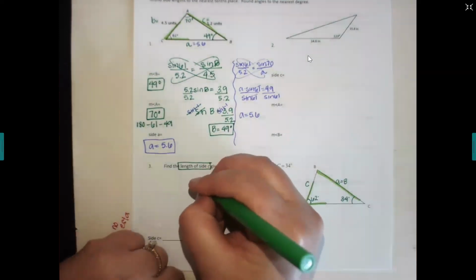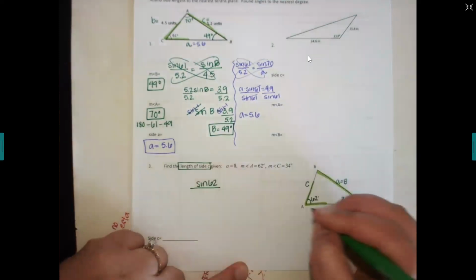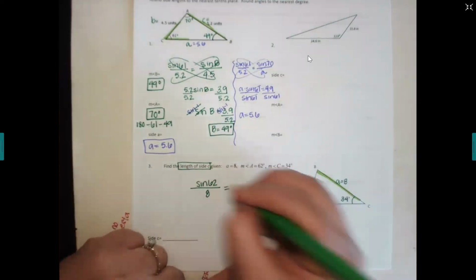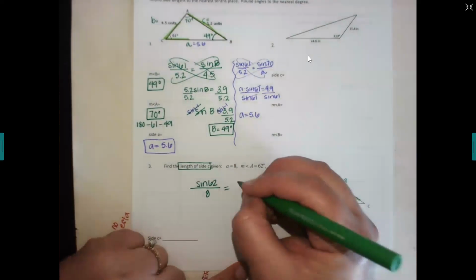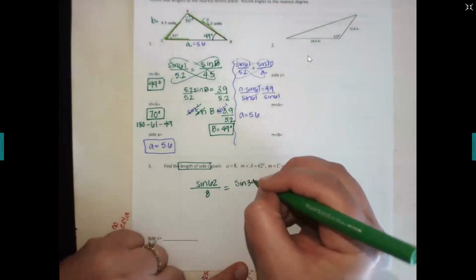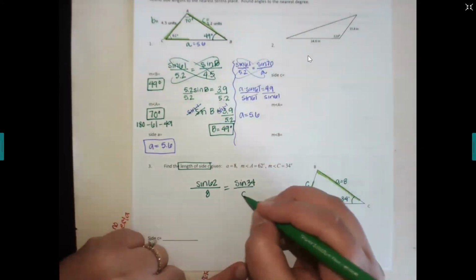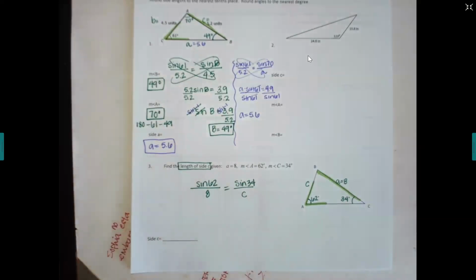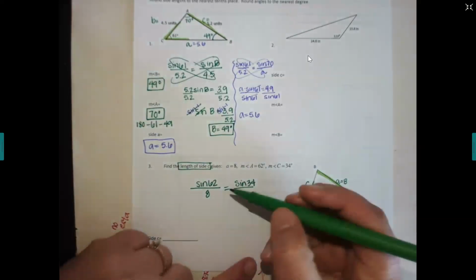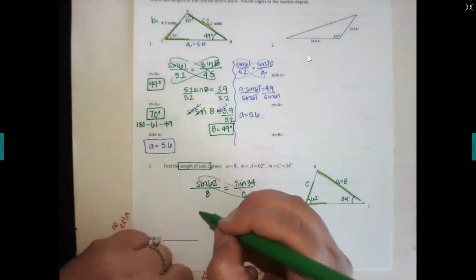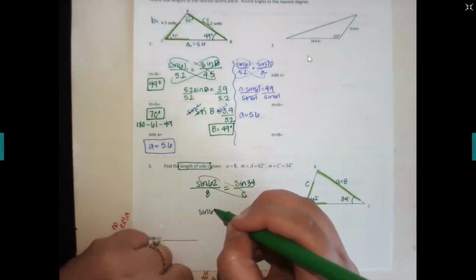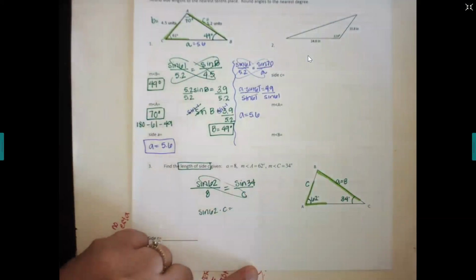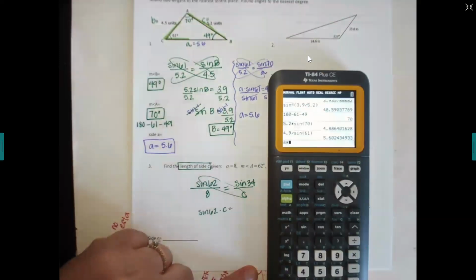Sine 62 over side 8 equals the sine of 34 over side C. And then from there, you're just going to cross multiply. So I'll do sine of 62 times C. And then on the other side, I'll multiply it out, 8 times the sine of 34.